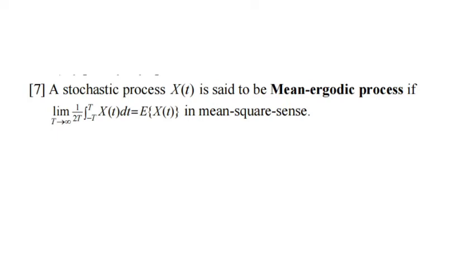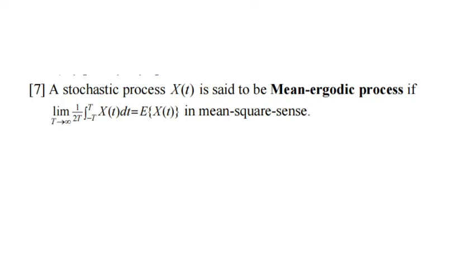Seventh, a stochastic process x(t) is said to be a mean ergodic process if the limit as T goes to infinity of 1 over 2T times the integral from negative T to positive T of x(t) dt equals E[x(t)] in the mean square sense. For this process, we should know that first, E[x(t)] must be a constant, for example, eta. Then, mean square sense means that the limit as T goes to infinity of E of the squared difference between 1 over 2T times the integral from negative T to T of x(t) dt and eta should be 0.